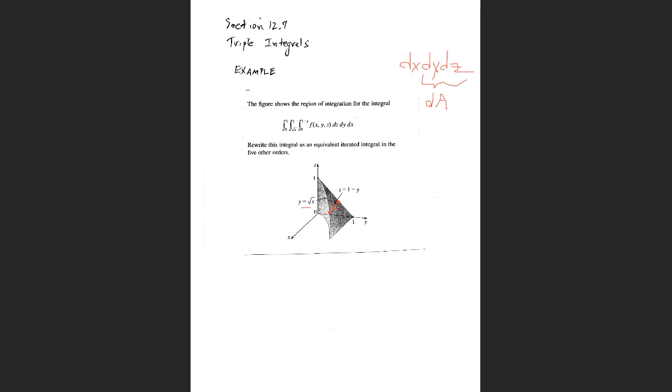And in fact, what would that region look like? Well, remember, this rim of the solid satisfies y equals root x, but it also satisfies z equals 1 minus y. And so therefore, this is what your region D is going to look like.